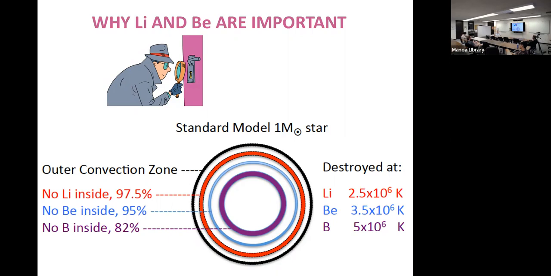So this little model shows that black circle is the outer convection zone of a standard 1 solar mass star. Inside the red circle, there's no more lithium because it's destroyed at 2.5 million degrees. Inside the blue circle, if any beryllium atoms get down that deep, they're gone too. But it has to get all the way down to the purple circle for a boron atom to get destroyed by thermonuclear reactions.